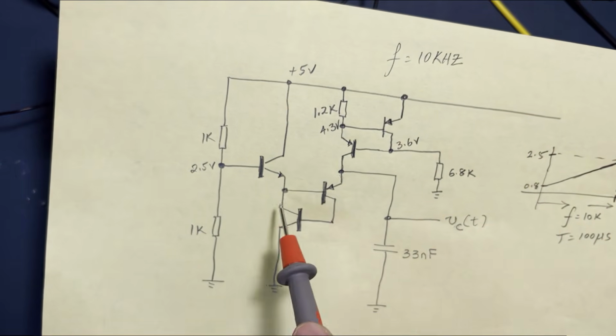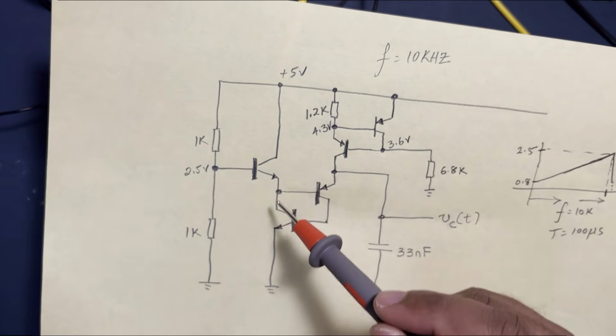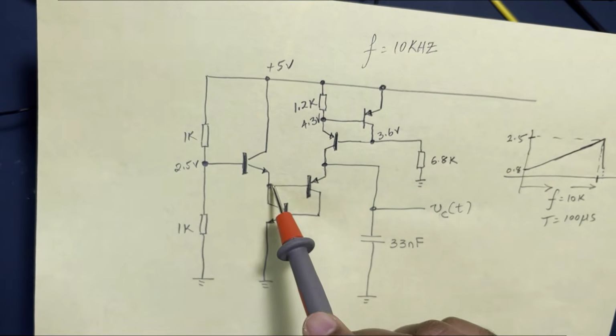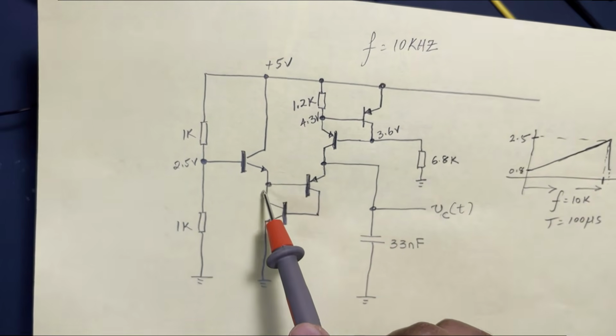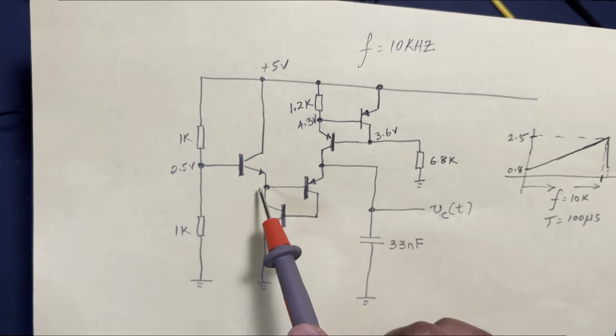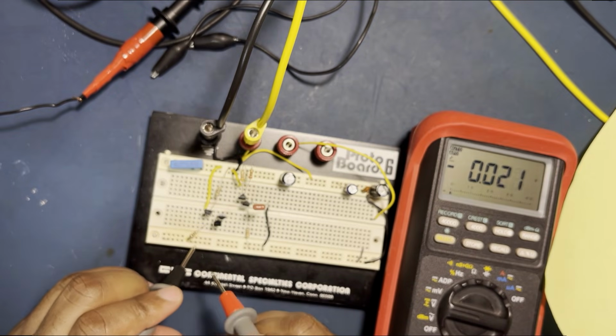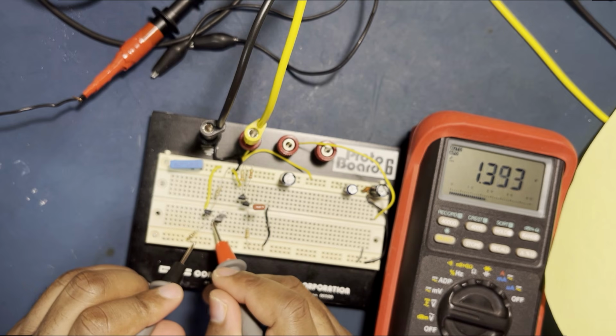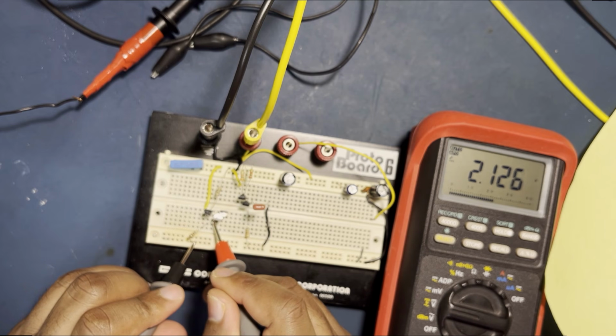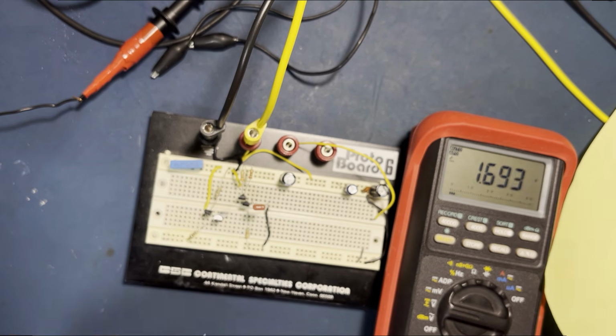Now let's take a look at how much we read here. This circuit is turning on and off, so it'll be very hard to read this part. I'm not going to read this part, but let's see what the average value is. That would be this guy here. Let's see what we read. We read about 2.1. That's the average value.